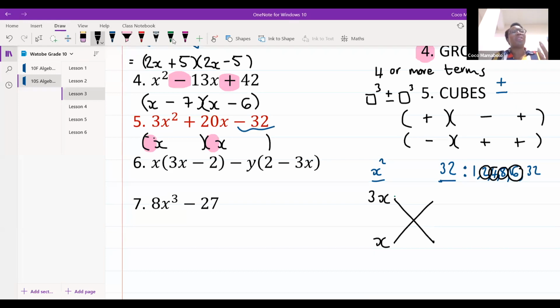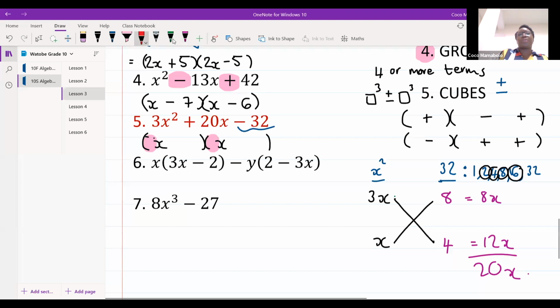4 times 8 will give me 32. Let's see if these 2 will work. I am going to put 8 here and I'm going to put 4 here. I'm just going to see if it will work. Right. 8 times x is going to give me 8x. 3x times 4 is going to give me 12x. 8 plus 12 is indeed 20x. Okay. Well done, guys. That's it.